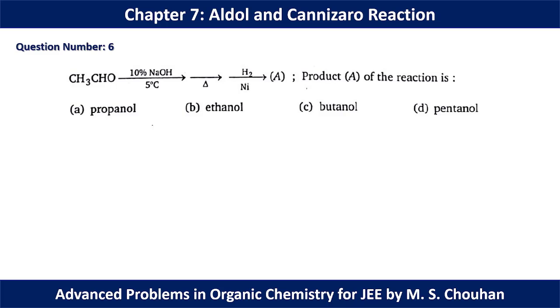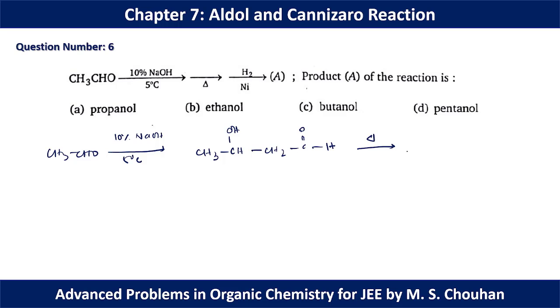In question number 6, we have aldol reaction. So CH3CHO, 10% NaOH, 5 degrees centigrade, cold condition. So it will give CH3CH(OH)CH2CHO. So this is a beta hydroxy aldehyde. Now if we apply heat, it will become CH3CH=CHCHO, an alpha beta unsaturated aldehyde.